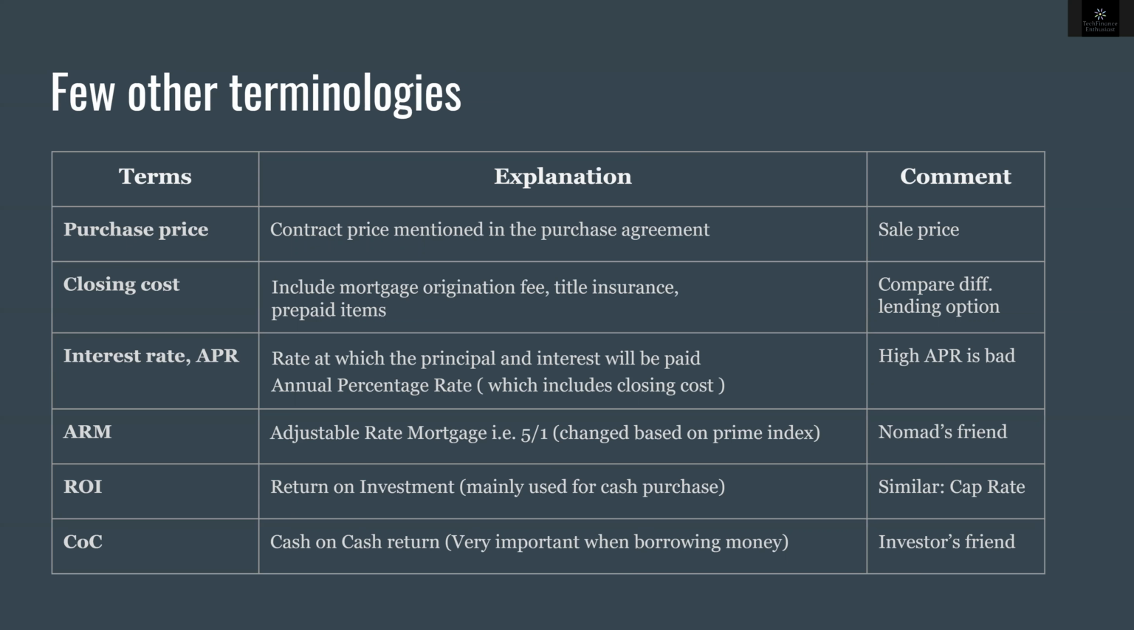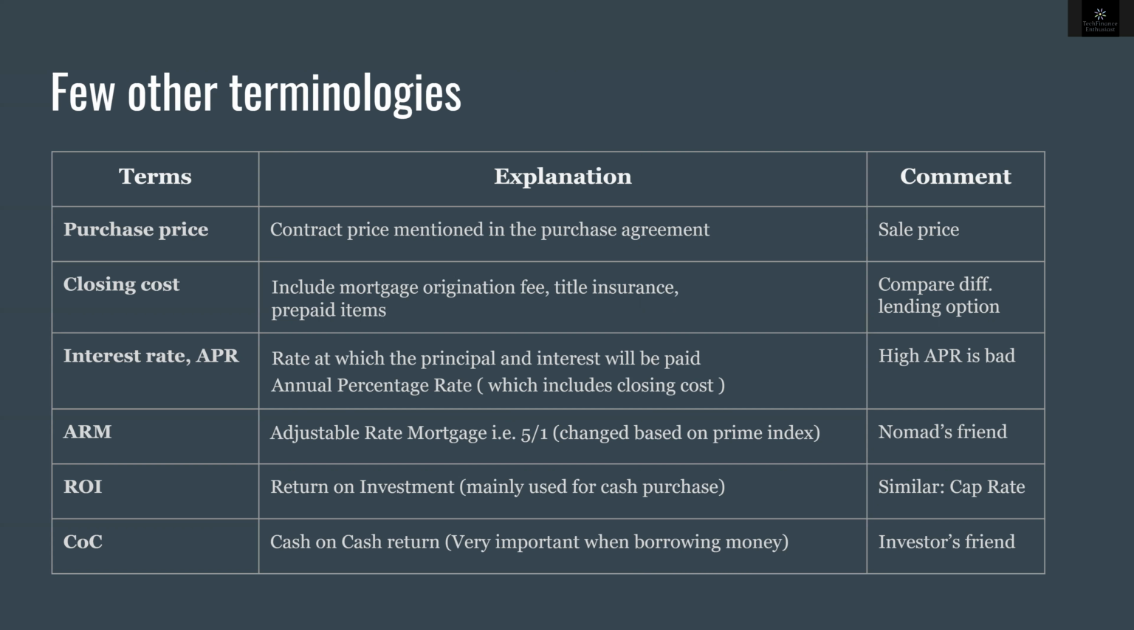Next, we will talk about ARM. So it's called ARM also. The main definition of these is adjustable rate mortgage. Sometimes you will hear 5/1 ARM or 7/1 ARMs. It means that if it is a 5/1 ARM, the rate of the mortgage will be fixed for 5 years, and then it will change based on some prime index.